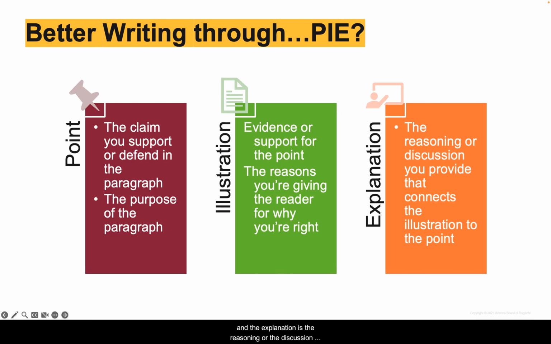And the explanation is the reasoning or the discussion that you must provide that connects the dots between the illustration and the point. This is the part where you are demonstrating and showing the way these things interact in order to make sure that your reader understands what you're saying.